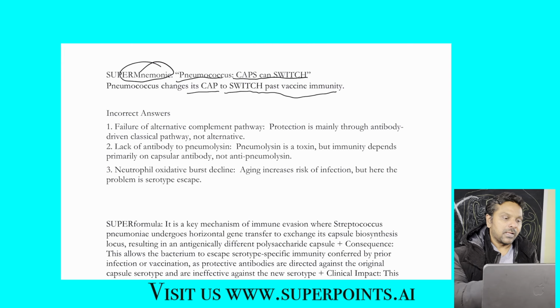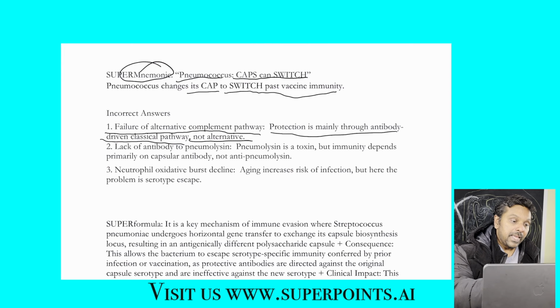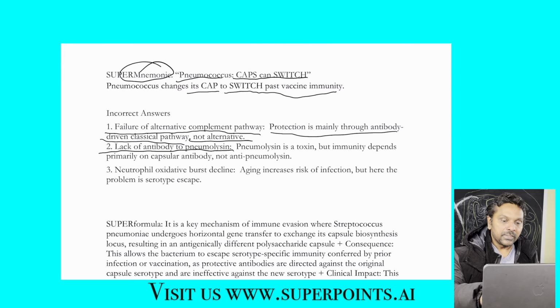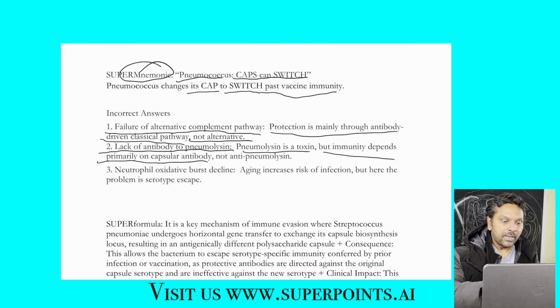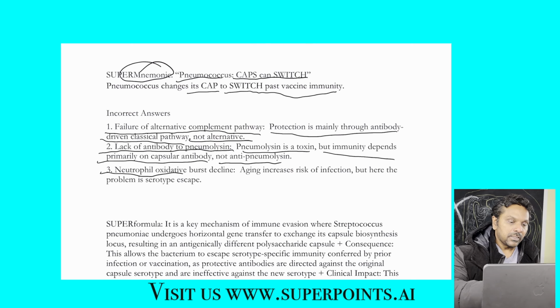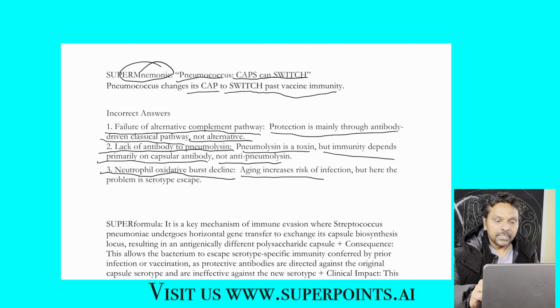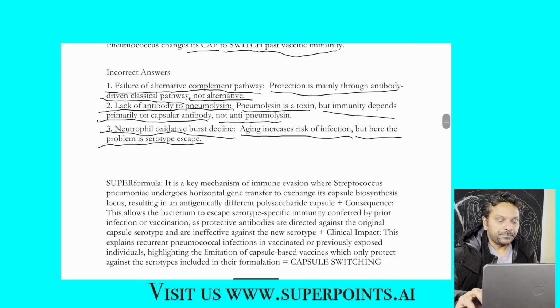What about the incorrect answers? Why not option 1, failure of alternative complement pathway? Protection is mainly through antibody driven classical pathway, not alternative. So here we are using classical pathway. Then lack of antibody to pneumolysin. Pneumolysin is a toxin, but immunity depends primarily on capsular antibody, not anti-pneumolysin. Then number 3, neutrophil oxidative burst decline. Aging increases risk of infection. But here the problem is serotype escape.